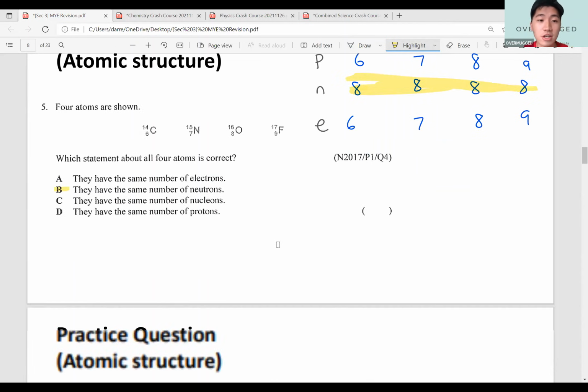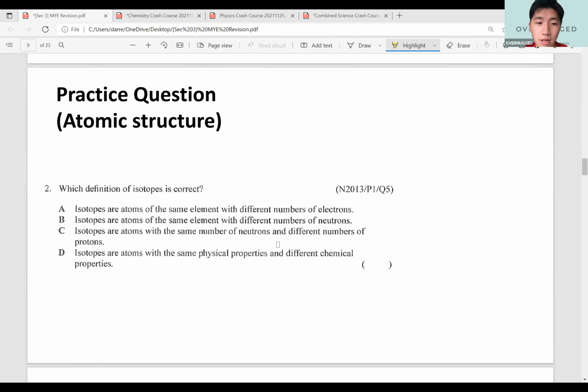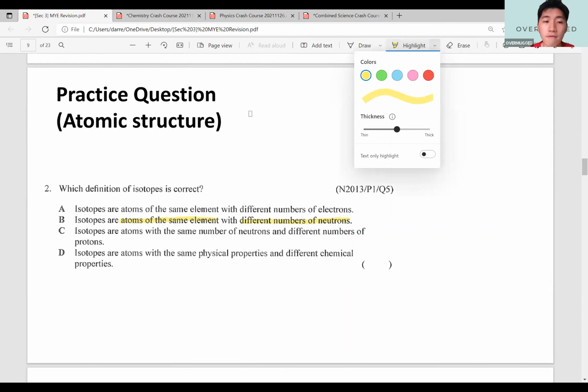Okay, so one final question for atomic structure before we move on to chem bonding. Question 2 here. What's the definition of an isotope? Okay, do you still remember? Isotopes are atoms of the same element with the same number of protons, but different number of neutrons. So I think this is very important for us to all take note. All right, this is the correct definition.